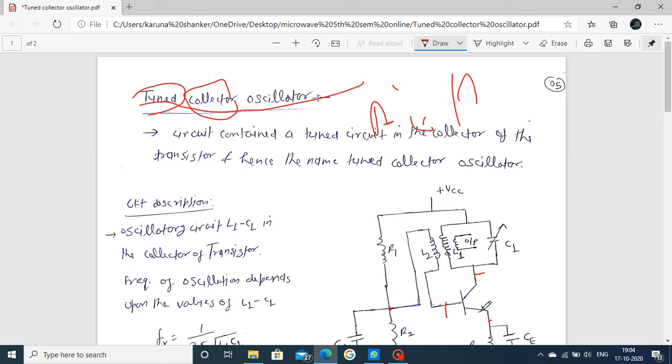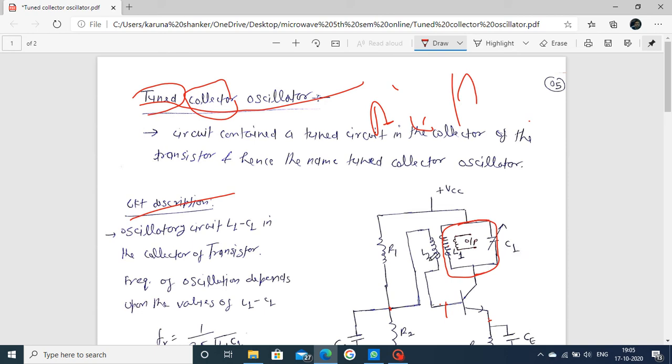Now focus on the transistor connected to the tuned circuit. The tuned circuit is a tank circuit, also called an oscillatory circuit. L1, an inductor, and a capacitor are connected in parallel. This is your tuned circuit or tank circuit. L1 and C1 in parallel combination is the tuned circuit. Now focus on the circuit description.